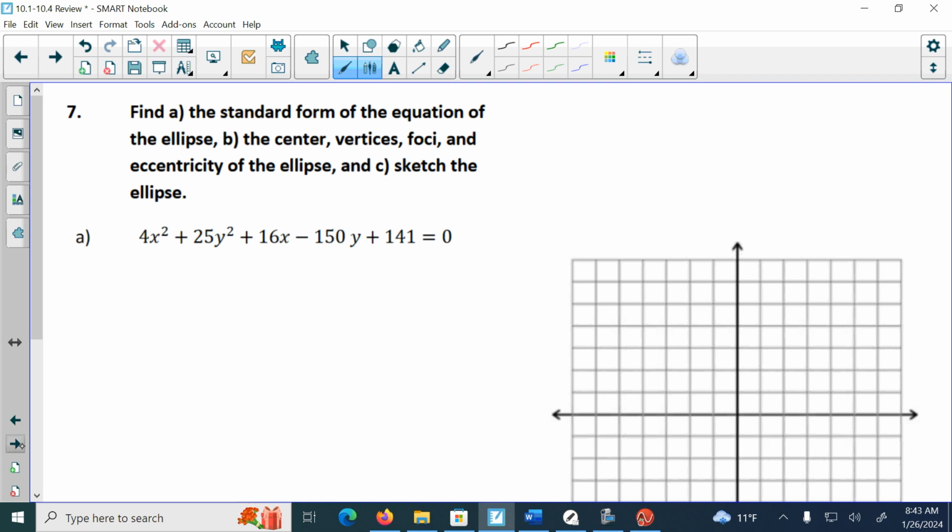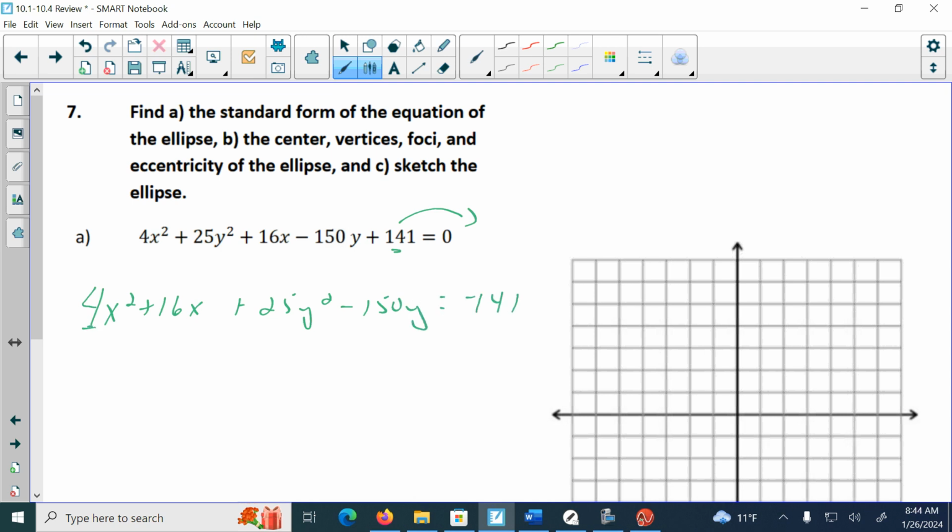Okay, so when I have one like this written in the general form, I'm going to put my x's together, my y's together. Anything that doesn't have an x or a y is going to go over the other side by itself. So I'm going to have 4x squared plus 16x plus 25y squared minus 150y is equal to -141.